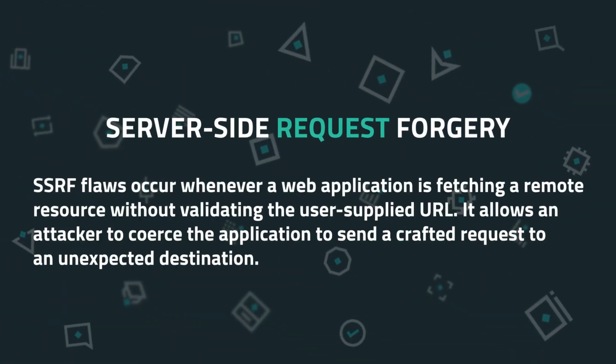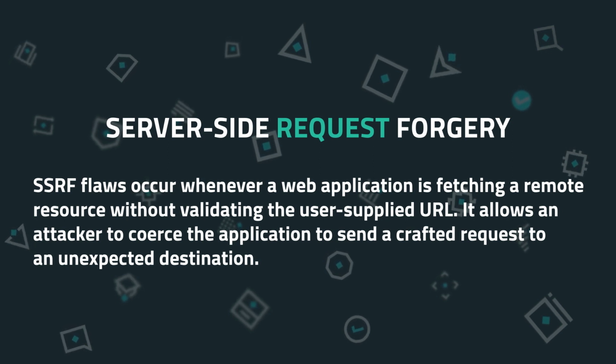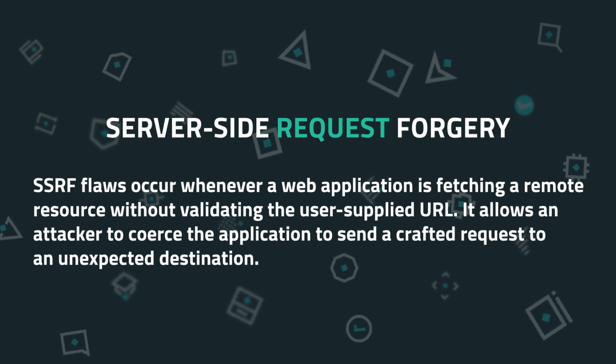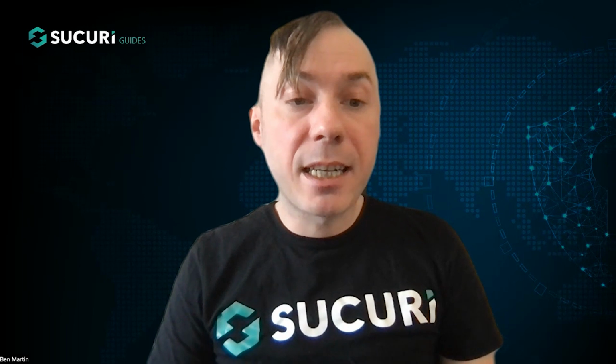Server-side request forgery. To quote OWASP, server-side request forgery flaws occur whenever a web application is fetching a remote resource without validating the user-supplied URL. It allows an attacker to coerce the application to send a crafted request to an unexpected destination, even when protected by a firewall, VPN, or another type of network access control list. As cloud services increase in usage and popularity, as well as their complexity, the prevalence and risk of SSRF attacks increase too.